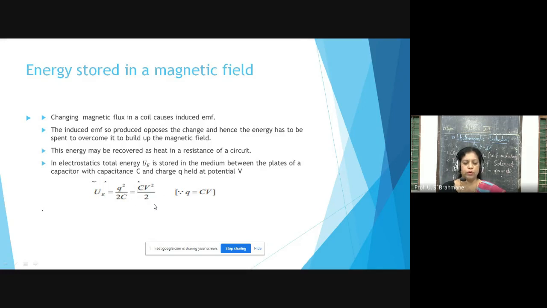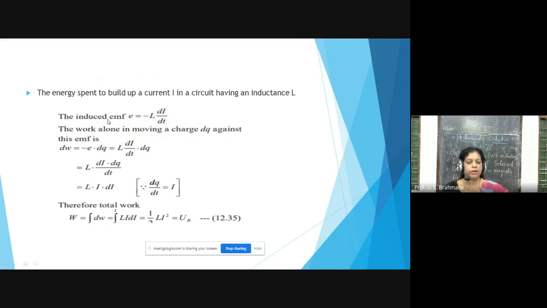Now similar to this equation, just like electrostatics, we have this total energy UE. In the magnetic field we have UB. So we'll just go through it. The energy spent to build up a current I in a circuit having an inductance L. So see here children, the induced EMF E is equal to what? Induced EMF is minus L di by dt. Correct? Then the work done in moving a charge dq against this EMF is dw.